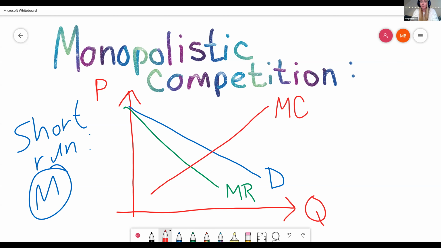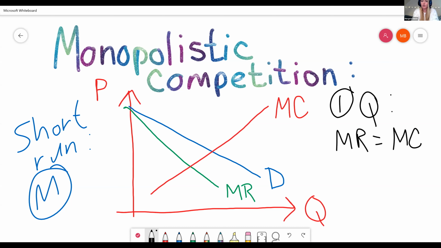So to figure out the price and the quantity that a monopolistic competitor is going to charge, we just do the following three-step process, just like we did for a monopoly. So for step one, if we're trying to find the quantity, we look to the quantity where marginal revenue is exactly equal to marginal cost. So if we look over to our picture, we see that these two curves intersect at this point here. So this is going to be the quantity that this monopolistic competitor is going to produce in the short run.